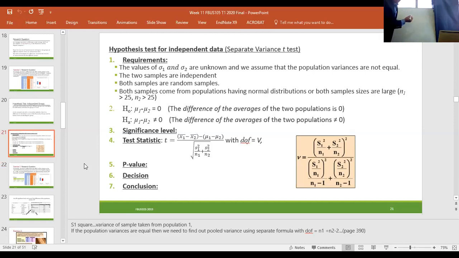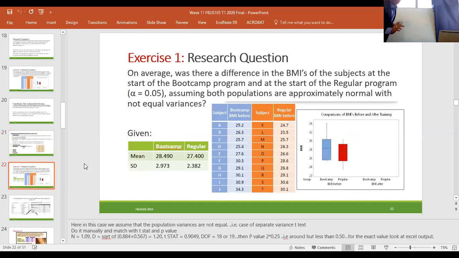T statistics is x1 bar minus x2 bar, right? So let me see what is x1 bar. 28. X1 I'm assuming for the boot camp, and 27 for regular I'm assuming is x2 bar. So x1 bar minus x2 bar: 28.49 minus 27.40. Remember, this output will be given to you. Otherwise, you can't proceed. Otherwise, Excel will be given to you, so use the Excel sheet and find out. Then minus mu1 minus mu2, that is 0. Use the hypothesis I said.